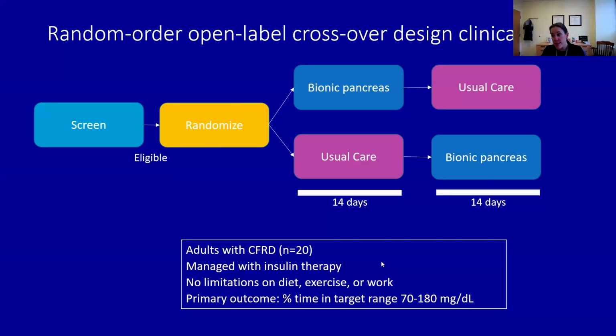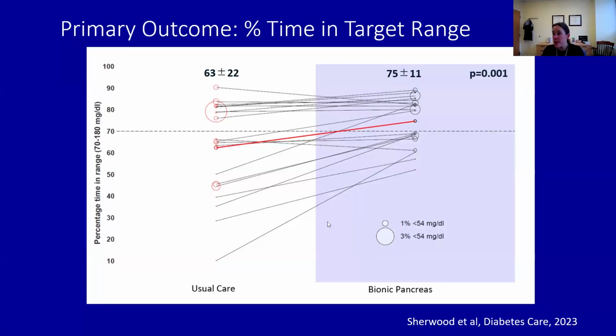In this trial, we found that our primary outcome, % time in target range, had significant improvement from 63 with usual care to 75, bringing it over that 70% threshold with the bionic pancreas. Each line here represents an individual in the trial, and the red line shows everyone together. The circles show how much hypoglycemia these patients were having. You can see the improvement in % time in target range, and hypoglycemia really didn't change over the course of the study.